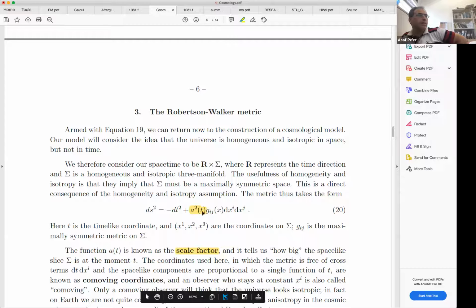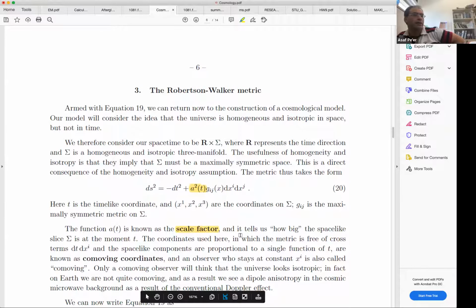Another thing is that when I write the coordinates in this way, these are called co-moving coordinates, right? Because all the space-like components of the coordinates are a function of only a single function of time. In other words, there are no cross terms like dt dx here, right? So these are the coordinates that can be put by an observer who is steady with the coordinates, so flowing with the coordinates, essentially. That's what's called co-moving.